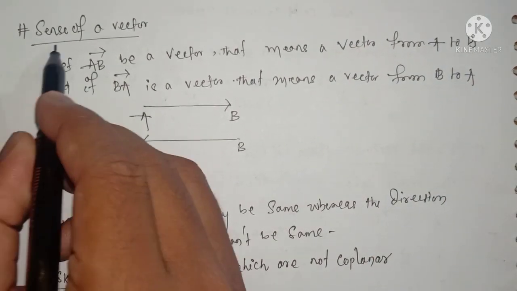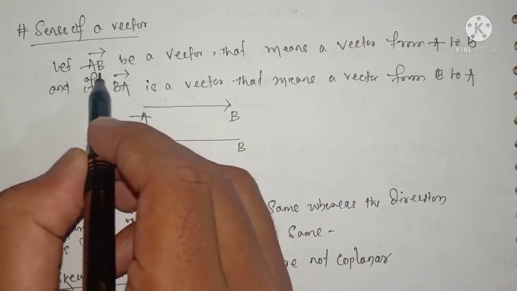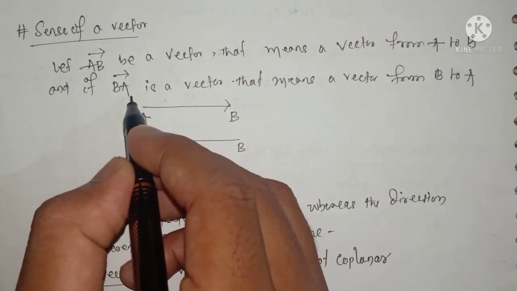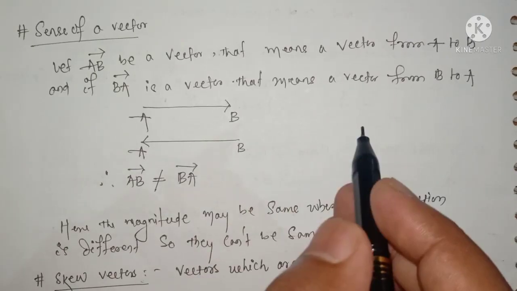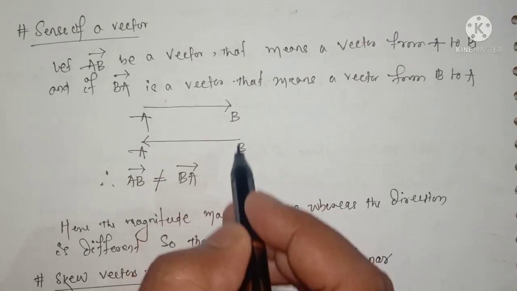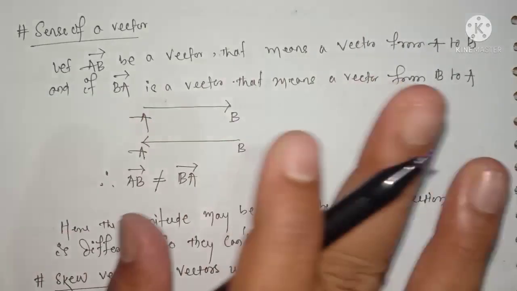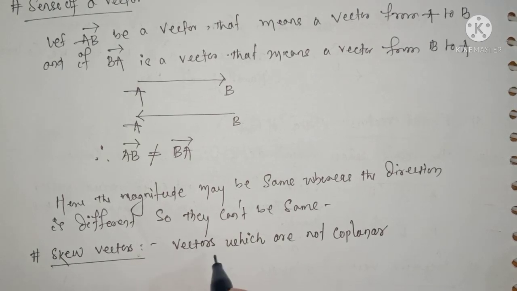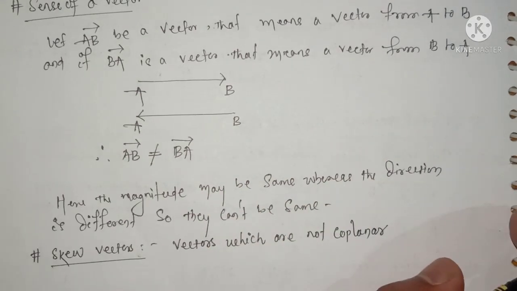Okay, so here we will discuss the sense of a vector. Let AB be a vector, that means a vector from A to B, and if BA is a vector, that means the vector from B to A, then both vectors will not be the same. I can say the vector from west to east direction and the vector from east to west direction will not be the same. That is the sense. Look here, skew vectors: the vectors which are not coplanar are called skew vectors.